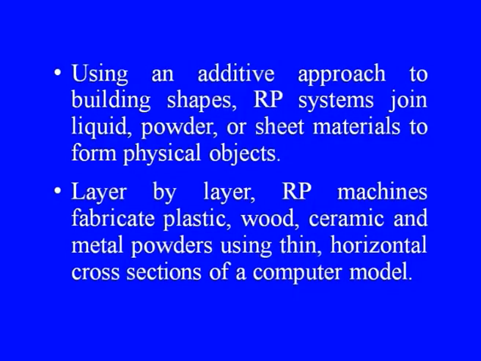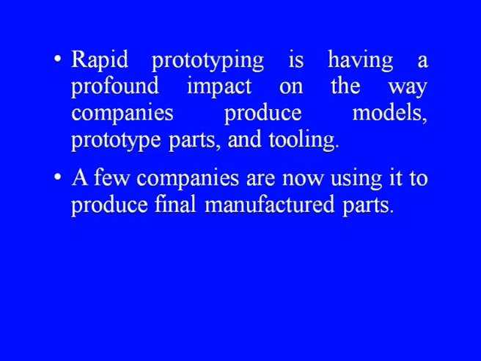Using an additive approach to building shapes, RP systems join liquid, powder, or sheet materials to form physical objects. Layer by layer, RP machines fabricate plastic, wood, ceramic, and metal powders using thin horizontal cross sections of a computer model. Rapid prototyping is having a profound impact on the way companies produce models, prototype parts, and tooling. A few companies are now using it to produce final manufactured parts.